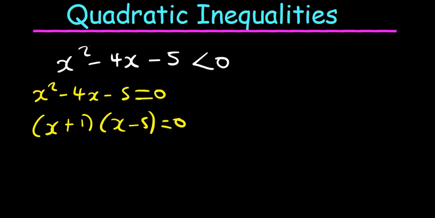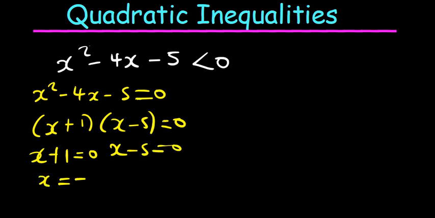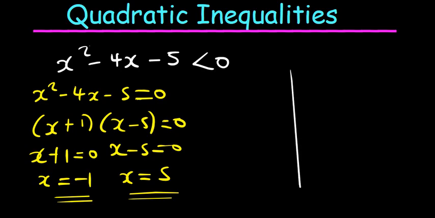Therefore now I'm going to have x plus 1 is equal to 0, x minus 5 is equal to 0. Therefore x will be equal to -1 and x will be equal to 5. So these are the values that we have for x. Now how do we solve this? If you're going to look at your graph, we don't even need to put everything on our graph. Only our answers are going to tell us.